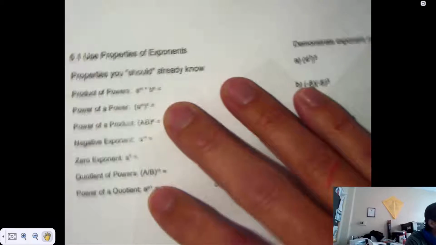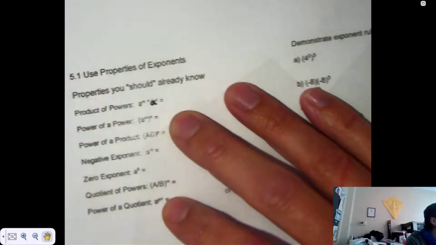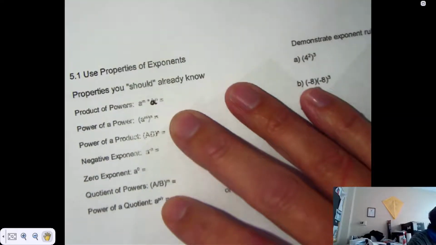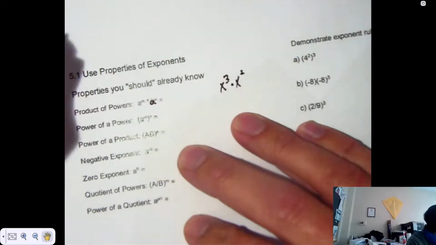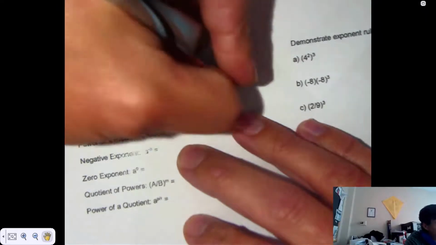Next one again. There's a typo on the first one here. It's not a to the m times b to the n. It's both of them need to be the letter a. They're both the letter a. Now, you should already know this property. You may not know it by its rule, but you should know what x cubed times x squared is. What is it? X to the fifth.